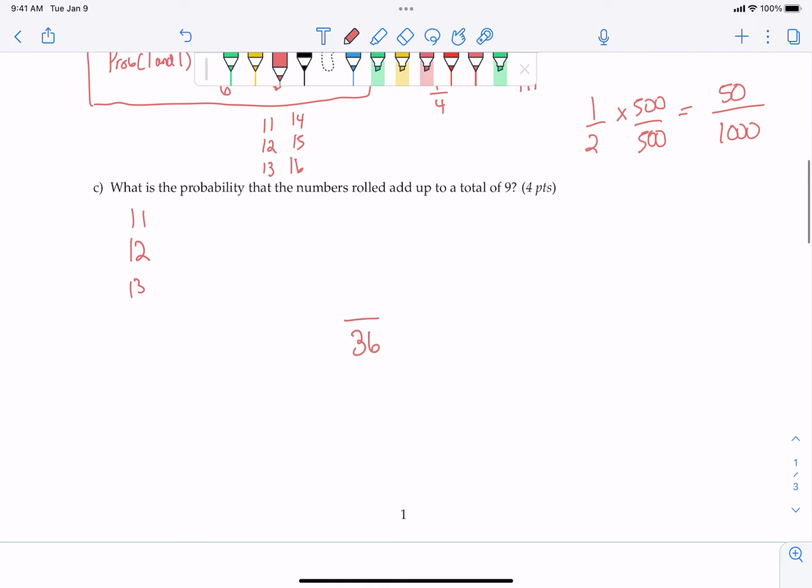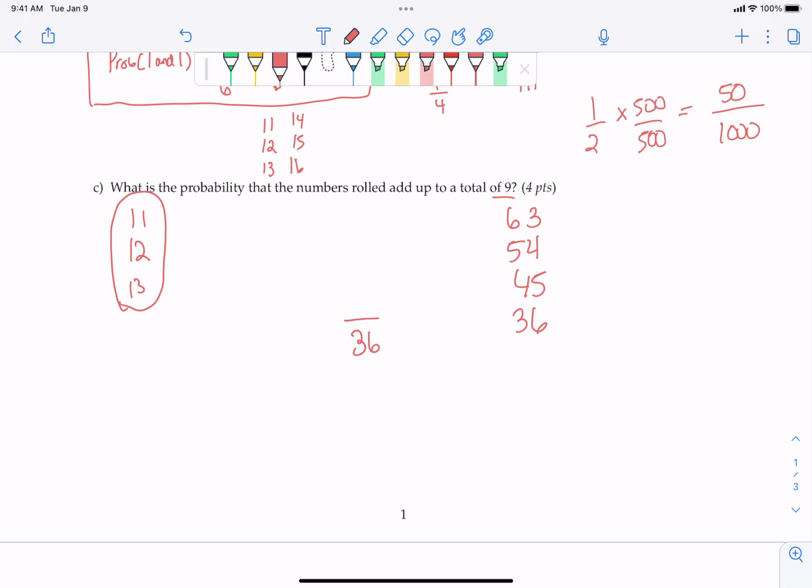So now I'm just looking for what rolls would add up to 9. You have 1 2 3 4 5 6 on the first die, 1 2 3 4 5 6 on the second die. So what combinations can add up to 9? Yeah, 6 and 3, 5 and 4, 4 and 5, yep, and 3 and 6. So we have 4 outcomes that can add up to 9.